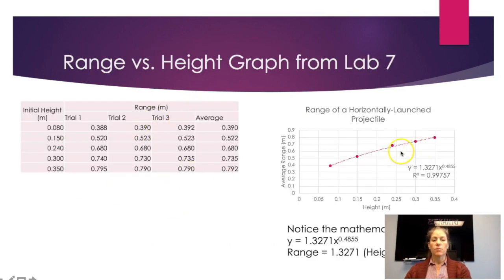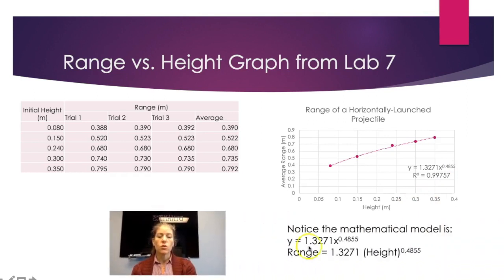So here's an example. Let's say we had measured the initial height of a projectile, and you measured the range and got these averages for your range. And you plotted them, and you got a trend line fit that was to the 0.4855. You'll notice that in this mathematical model the exponent is close to 0.5.